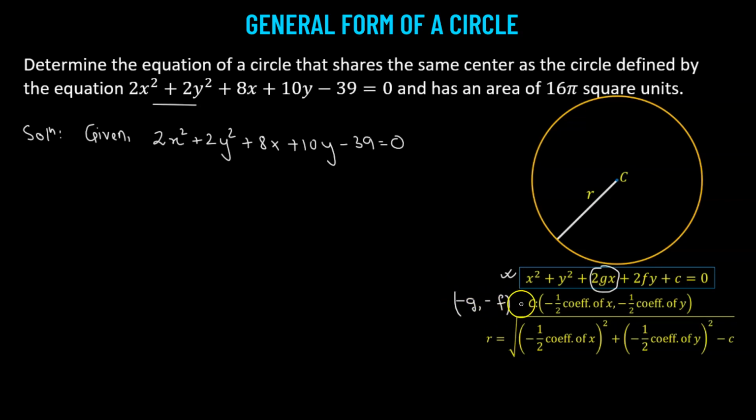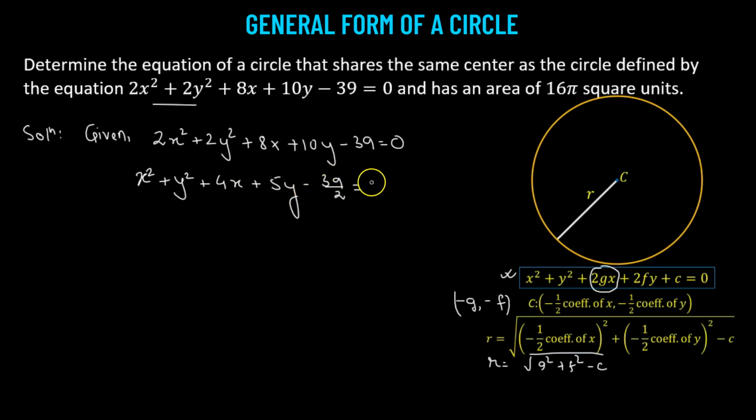And to find the radius of the circle, we use this formula: square root of g squared plus f squared minus c. Fine. Now we have to rewrite the given equation in the general form. We have the coefficient of x squared as 2, and so is the coefficient of y squared. We need the coefficient to be equal to 1, so we'll divide each term by 2. That gives us x squared plus y squared plus 4x plus 5y minus 39 over 2 equals 0.